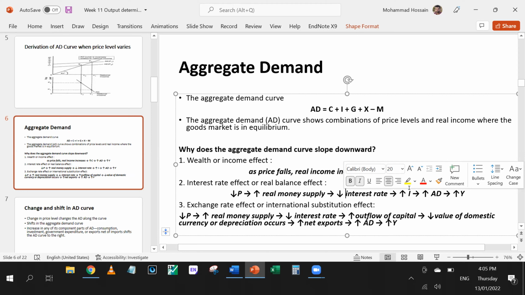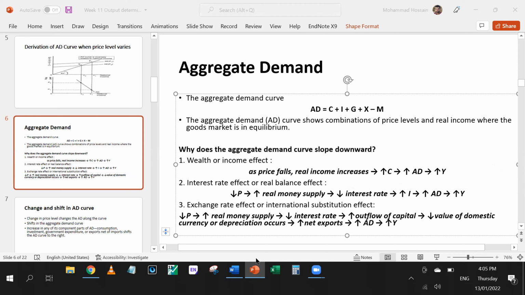Now, let's talk about the exchange rate. So three things here: the wealth or income effect, then the interest rate effect, and the exchange rate effect. Okay, so three different effects we will have here.